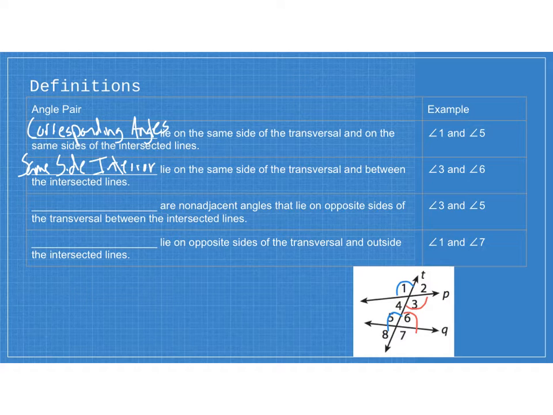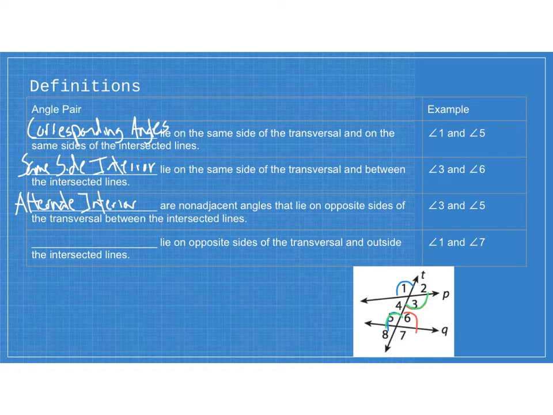The next one is looking at angles 3 and 5. As we look at that, our transversal is T. They're non-adjacent angles that lie on opposite sides of the transversal between the intersected lines. So that kind of gives you a clue. Opposite sides, another way of saying that is alternate. And then it's between the intersected lines, so that is interior. And then angles.